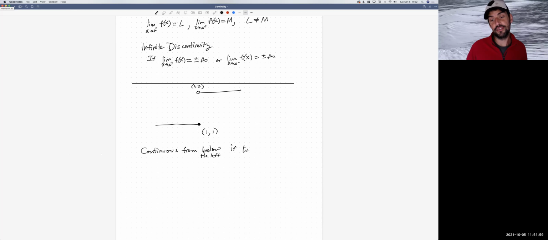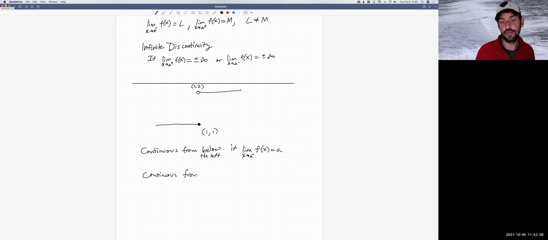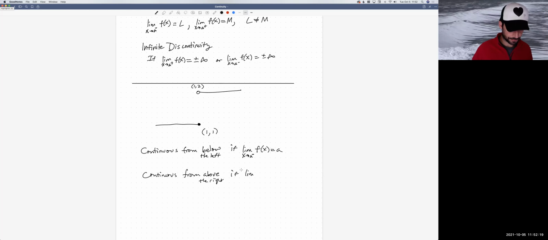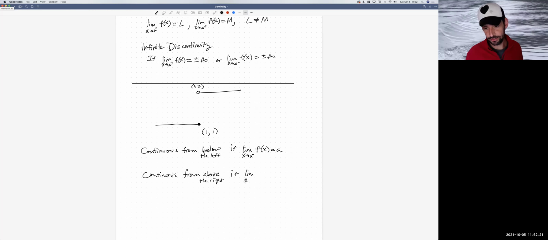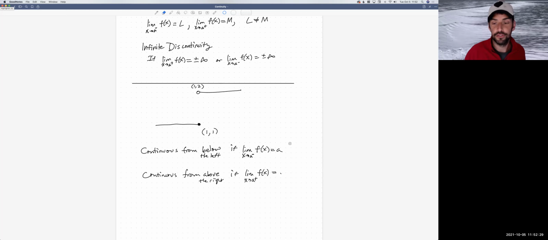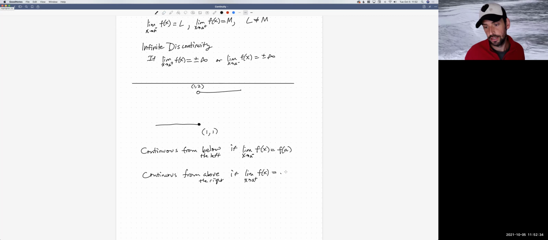If the limit as x goes to a from below of f of x equals f of a, or we can say continuous from above or from the right if the limit as x goes to a from above of f of x is equal to f of a. Oops, I wrote a above, that should be f of a, sorry.